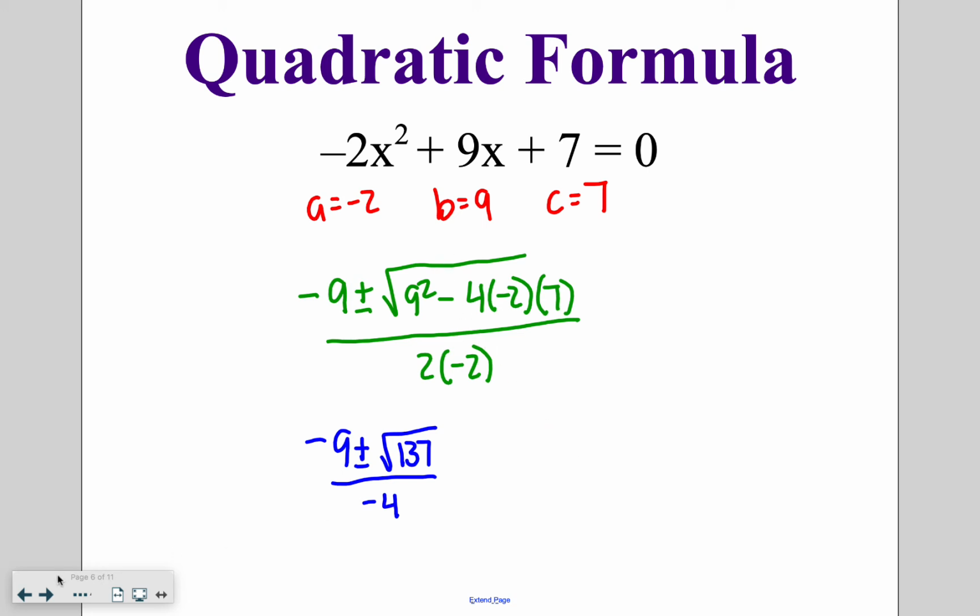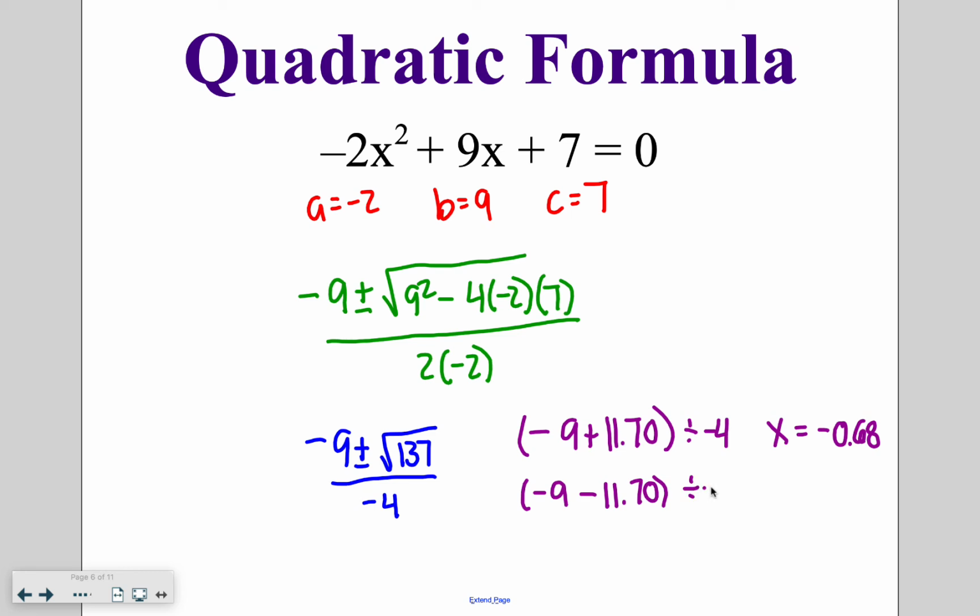So the first part of our problem then is going to be -9 plus 11.07, that value in parentheses to keep the numerator together, divided by -4. When you do that calculation, you're going to end up with x equals -0.68 with your rounding. Then we also need to do -9 minus 11.07, also divided by -4. And I get that x is equal to 5.18. So those are our 2 answers for this problem.